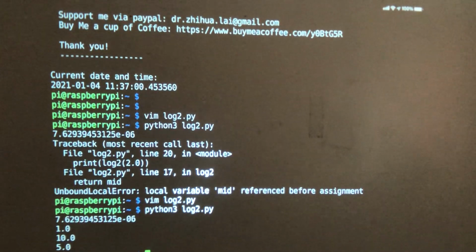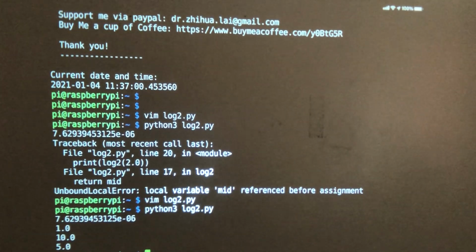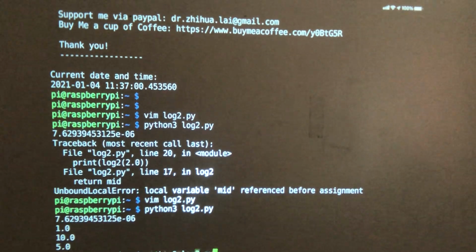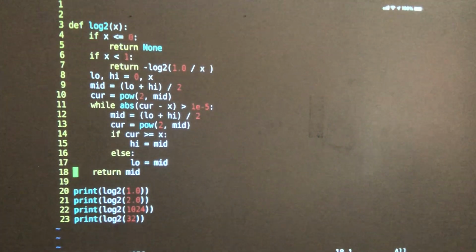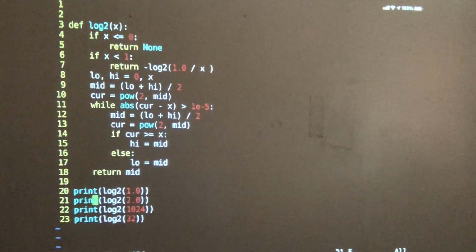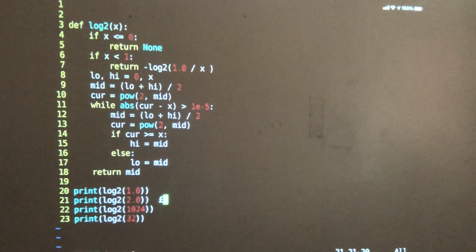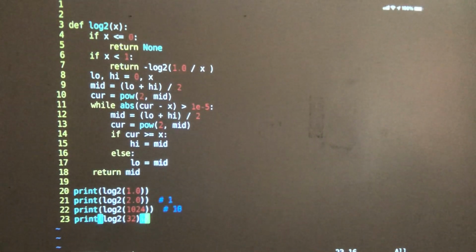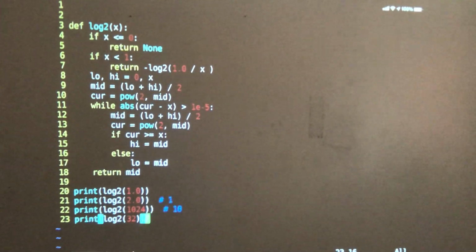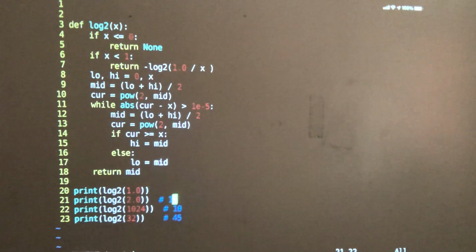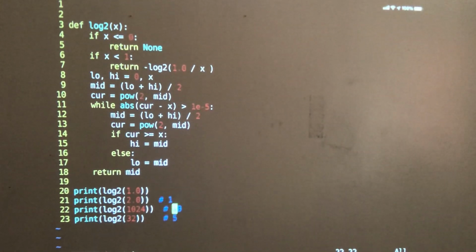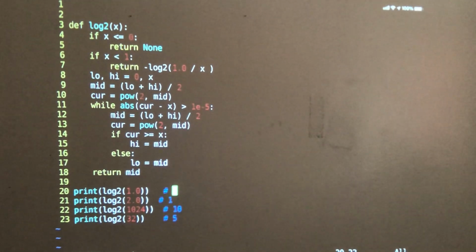Yeah, you see? The first value is very small. Because it's close to zero, the computer displays floating point numbers as something very strange, but it's very close to zero. So the second value, 1.0, 10.0, 5.0, okay, let's see. Log2 of 2 is 1.0. This should print 10, and this should print 5, right? This is very, very close to zero, okay?